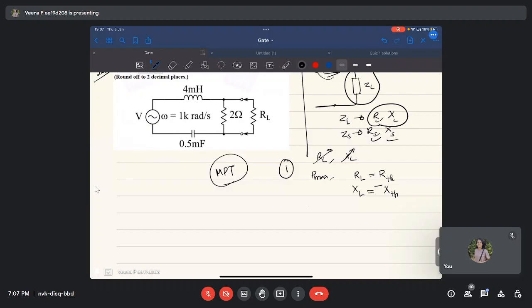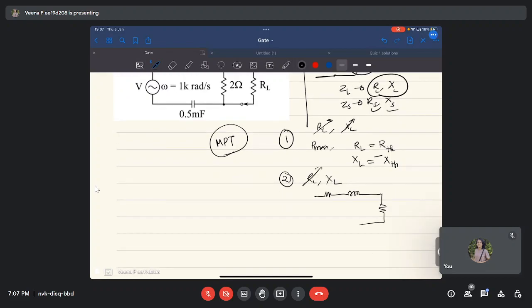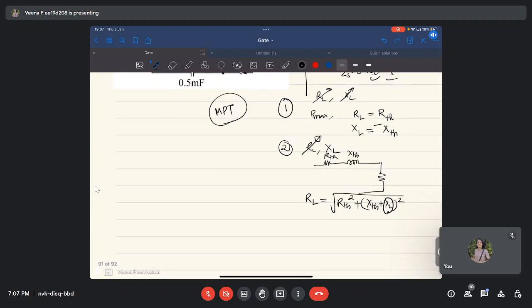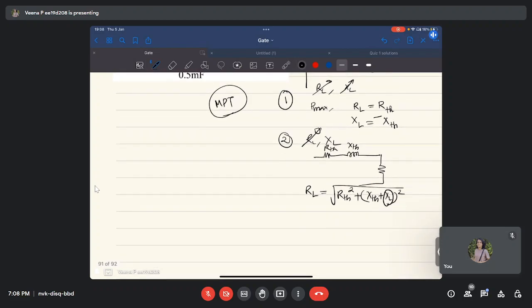The second case is there is RL and XL in the load, but you can only vary RL. The source has resistance and reactance, it may be inductive or capacitive, and the load has only resistance. So in both these cases, the value of RL should be the root of R Thevenin square plus X Thevenin plus XL square, where R Thevenin and X Thevenin are the Thevenin resistance and reactance of the source, and XL is the reactance of the load. So this is the second case of the maximum power transfer theorem.